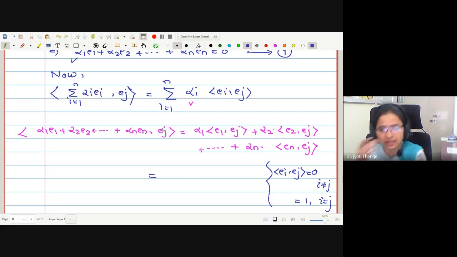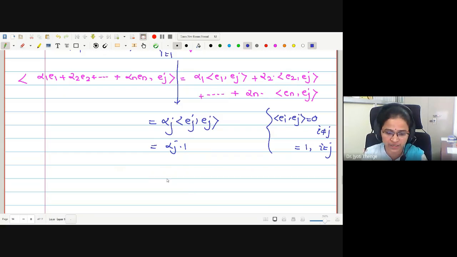Now what we will do? We will run the sum over i. The first term, i equal to 1, is 0. The second, i equal to 2, is 0. Somewhere in between we will get i equal to j. That will be 1 and all the rest are 0. Therefore, this sum will be alpha j times the inner product of ej with ej. All the rest of the terms are 0. But what is the inner product of ej with ej? This is 1. Therefore, what we have obtained is that this is equal to 0.